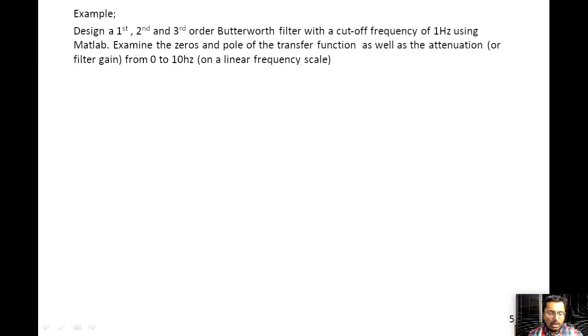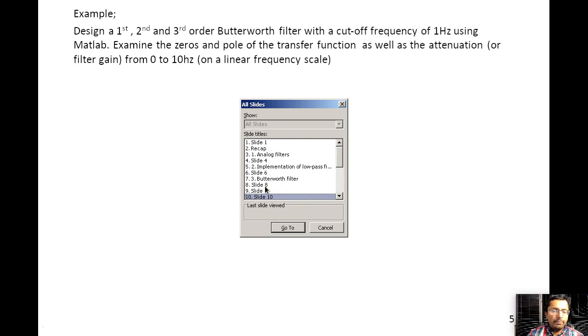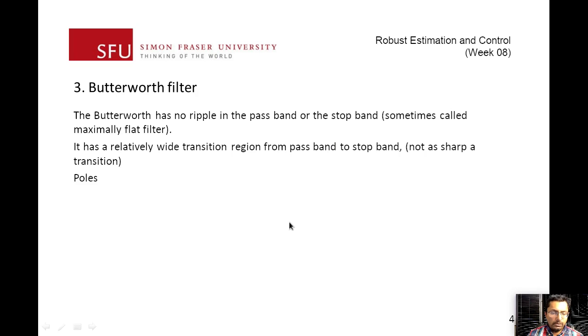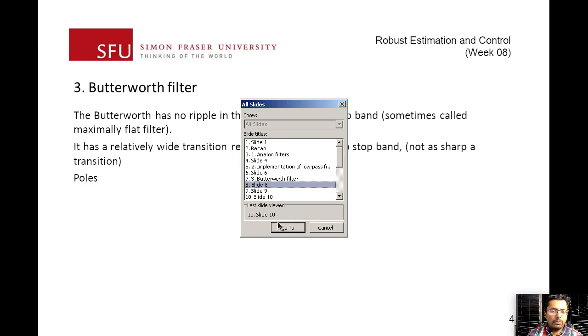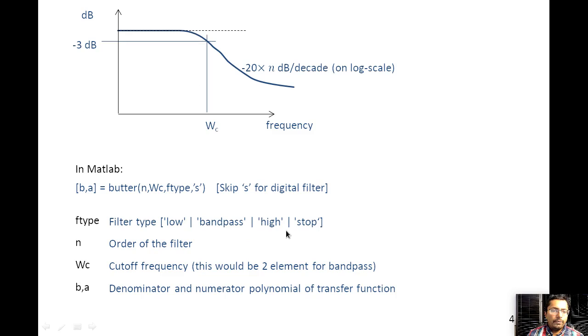So if you recall, we go back a few slides. The actual formula is over here, and we're going to use this. So [b,a] = butter(n, wc, f type, 's'). We have everything that we need. Essentially b and a are going to be the numerator and denominator. The other way to do it is to use the ZPK representation, which will give us the zeros and poles. We have the WC, that's the cutoff frequency.